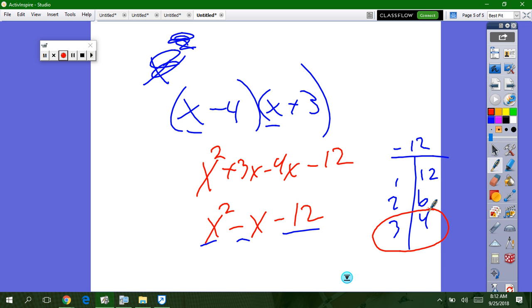What if this was a positive 12? What does that tell us? Both are positive or both are negative. Would you guys agree with that? Okay? So, but this is the one that gets me there. 4 minus 3 does get me to be 1. Now I just have to make sure which one gets me the negative 1, which this would be the positive, that would be negative, correct?